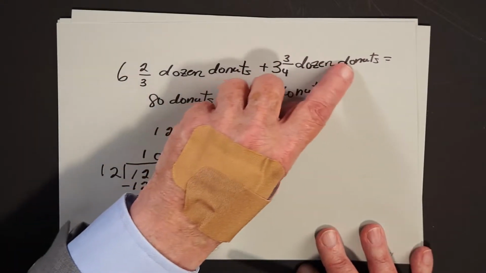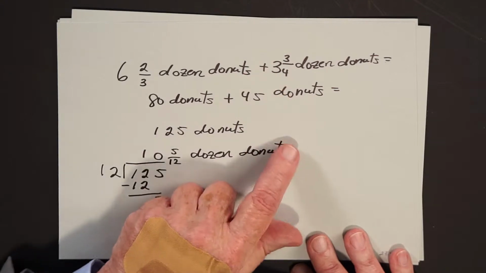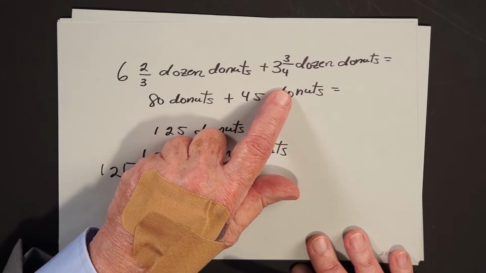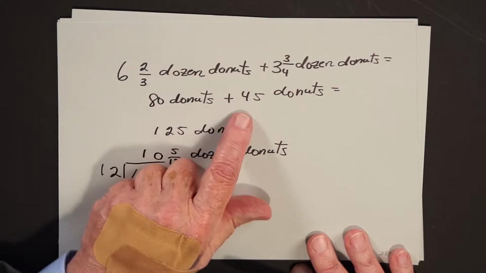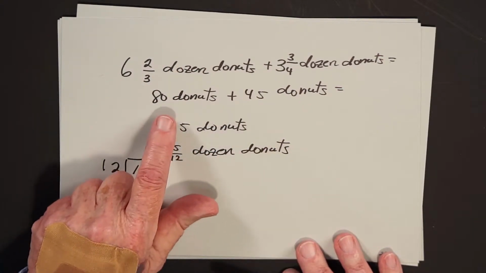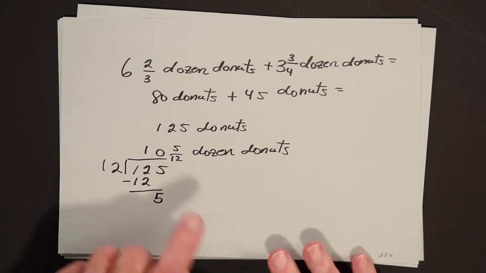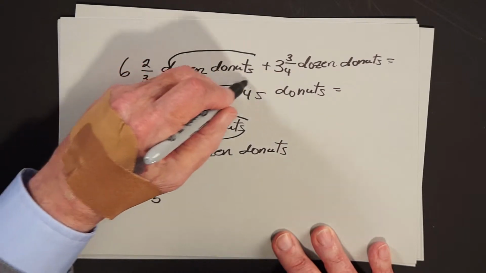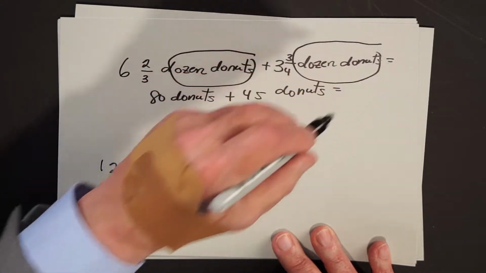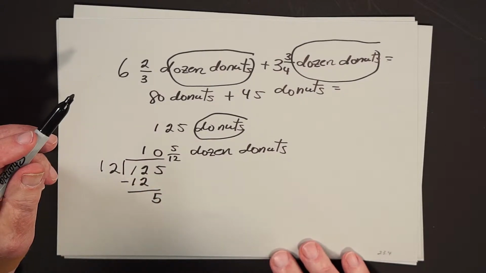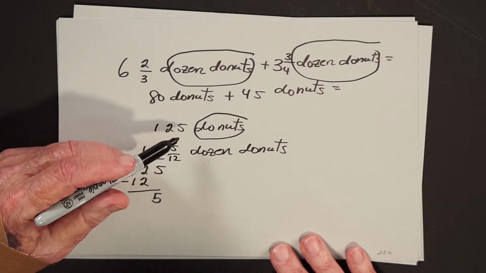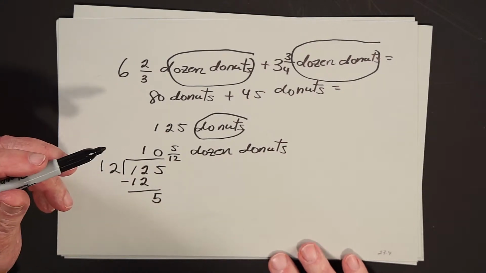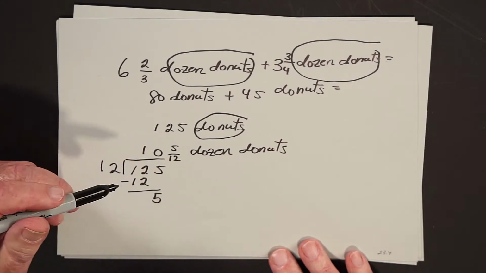And 3 3/4 dozen donuts, well, every dozen is 12 donuts, so 3 12s is 36. 3/4 of a dozen is 9. 36 plus 9 is 45. So the problem is 80 donuts plus 45 donuts. That's 125 donuts. The problem is the addition was given with the numbers modifying dozens, so the answer has to modify dozens. How do I convert 125 donuts into dozens? Well, there's 12 donuts to a dozen. I take the 125, I divide by 12. And did you notice that this was step by step exactly the same as what we did with the cornbread?